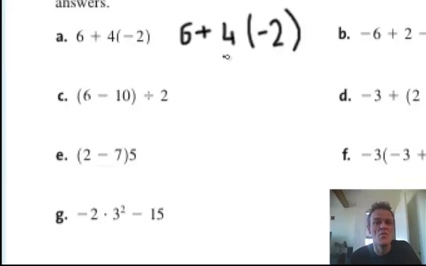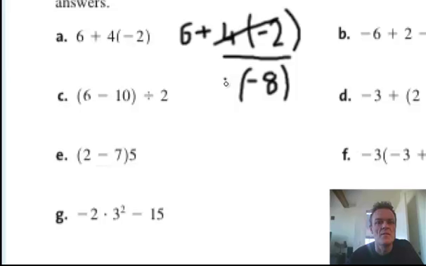So, 4 times negative 2. Remember there's one negative there, so 4 times negative 2 will give me negative 8. That is negative 8 right there. So I've done that bit. Then, I'll write this in front. What is 6 add a negative 8?